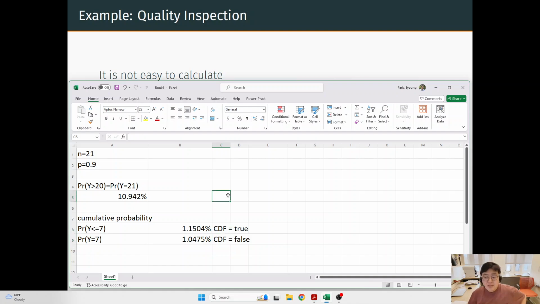Okay, this is the end of chapter 5, and we started a new statistical model. And next time we are going to learn another statistical model called the normal distribution, which is really important. Okay, see you there. Bye.